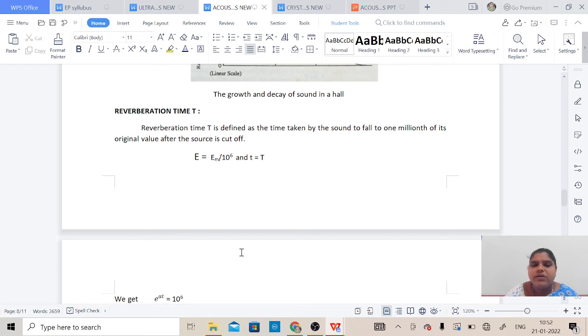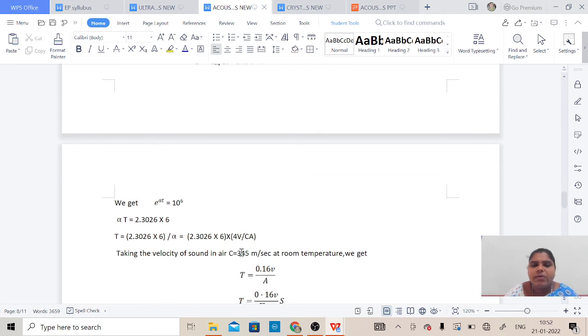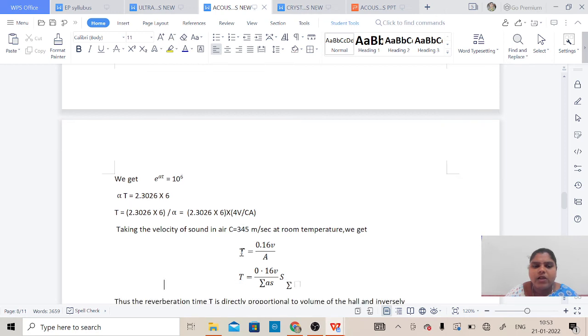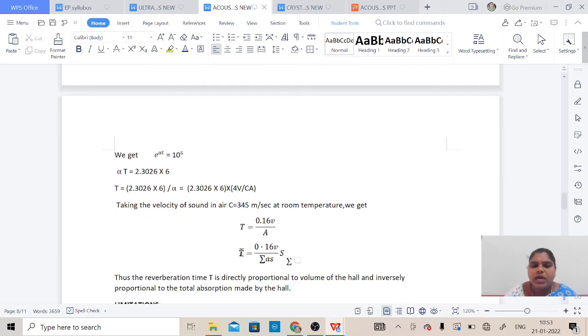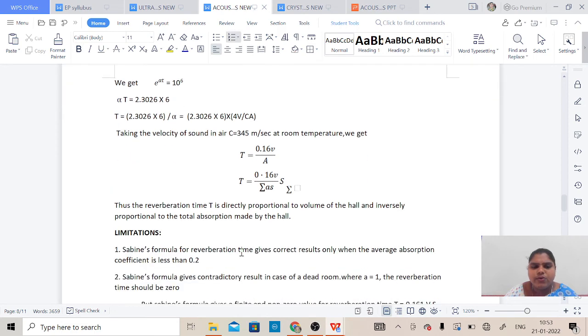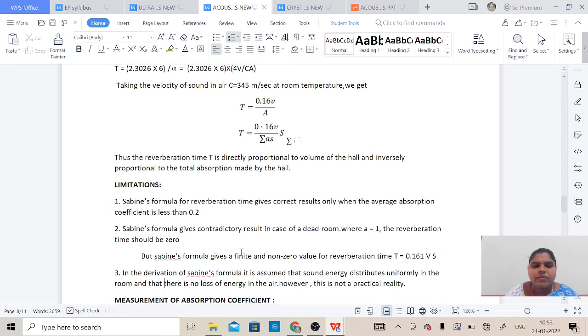The reverberation time T is defined as the time taken by a sound to fall to one-millionth of its original value after the source is cut off. That is E equals Em by 10 power 6 at t equals T. We get e power alpha T equals 10 power 6, so alpha into T equals this. Now the T value becomes a certain value. Taking the velocity of sound in air C equals 345 meters per second at room temperature, we get this value. So this reverberation time T is directly proportional to the volume of the hall and inversely proportional to the total absorption made by the hall.